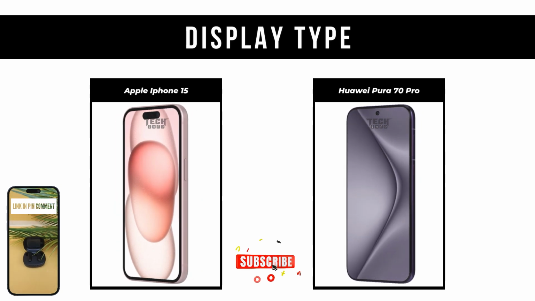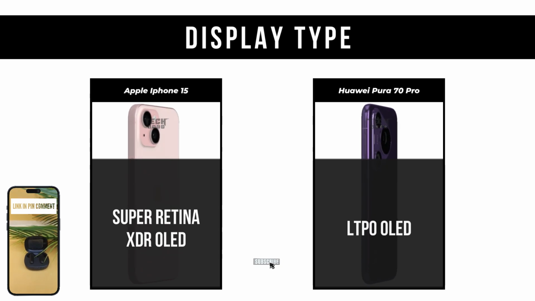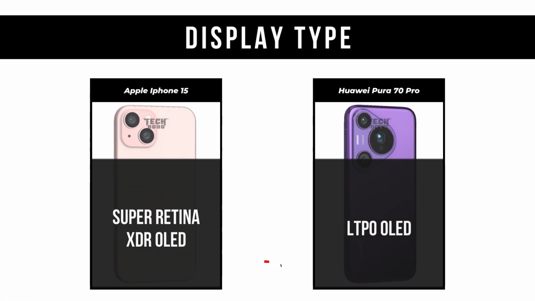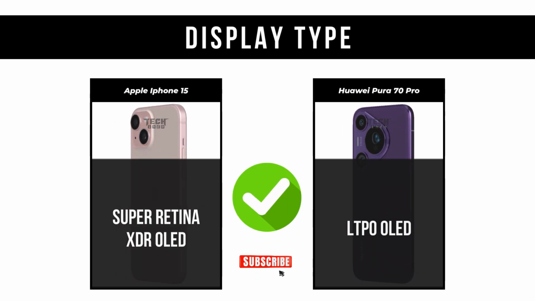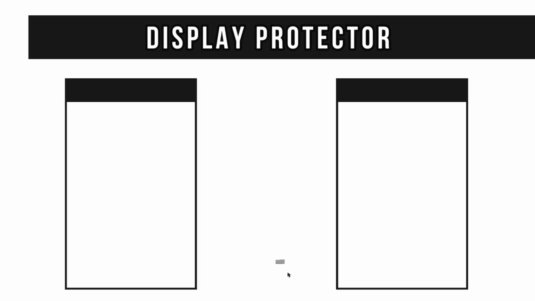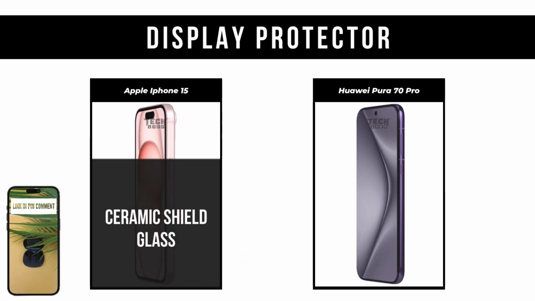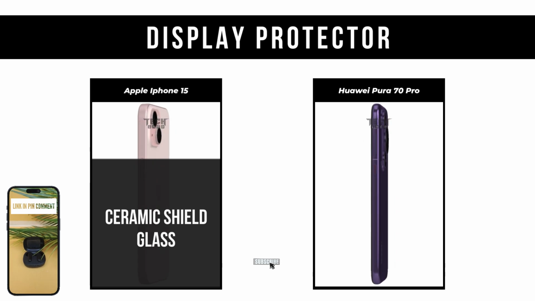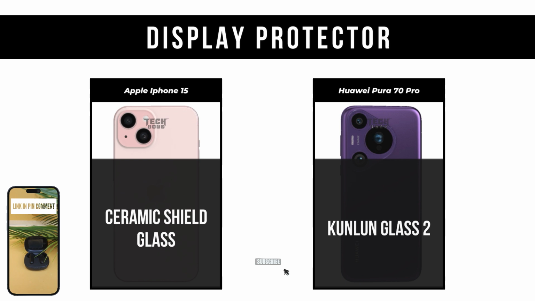Display type. Apple iPhone 15 is Super Retina XDR OLED. Huawei Pura 70 Pro is LTPO OLED. Display protector. Apple iPhone 15 is Ceramic Shield Glass. Huawei Pura 70 Pro is Kunlun Glass 2.